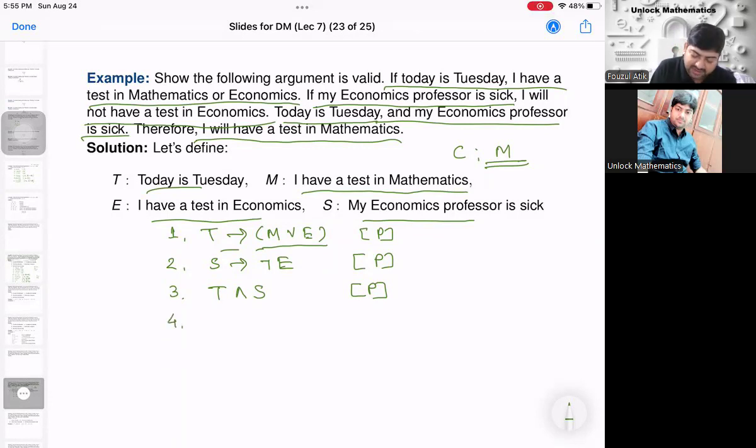Yes, I can simply apply the third one. So it is T and S is given. So I can get T by simplifying number three. By three, because T and S is given, I can individually say T. This is one of the rules.